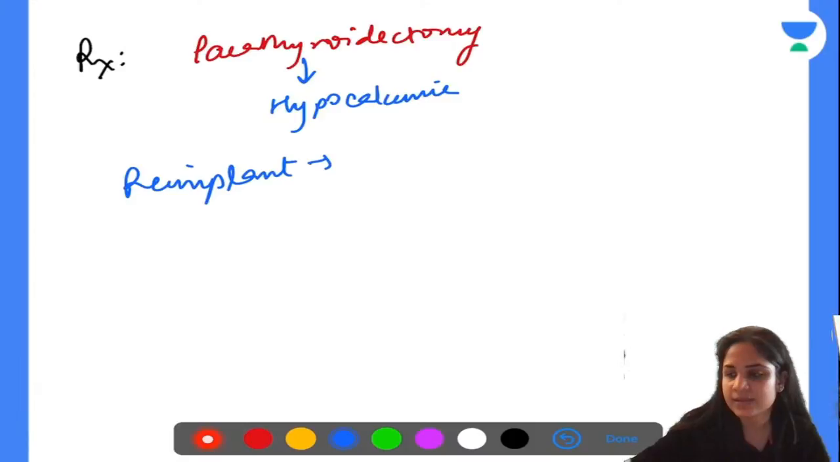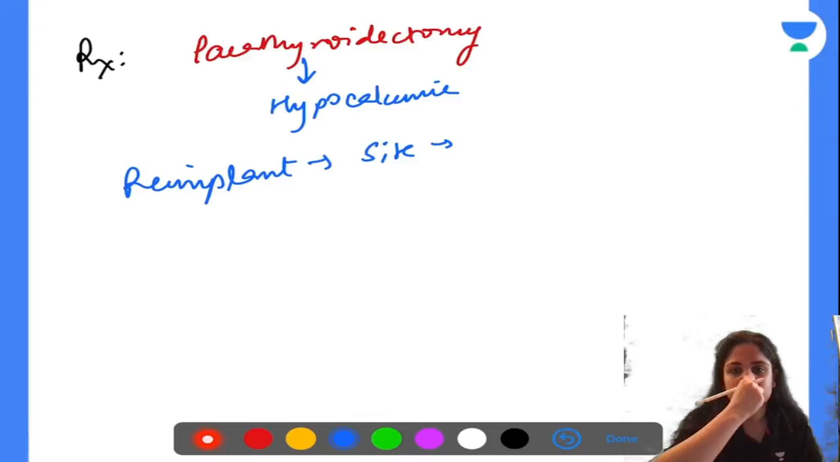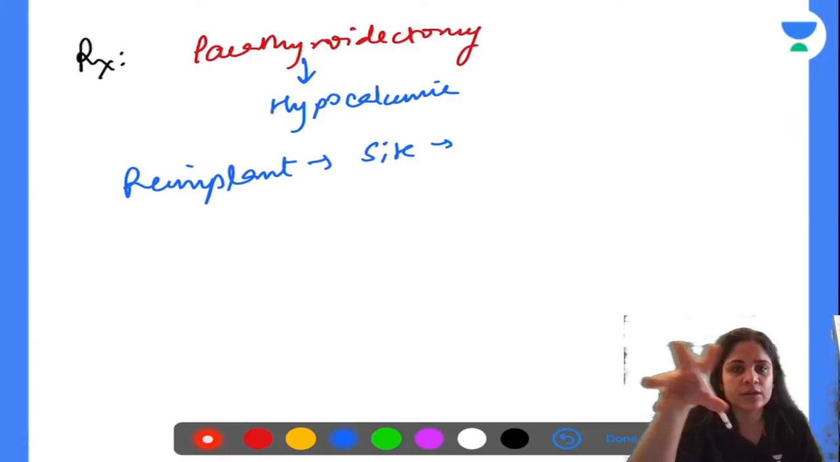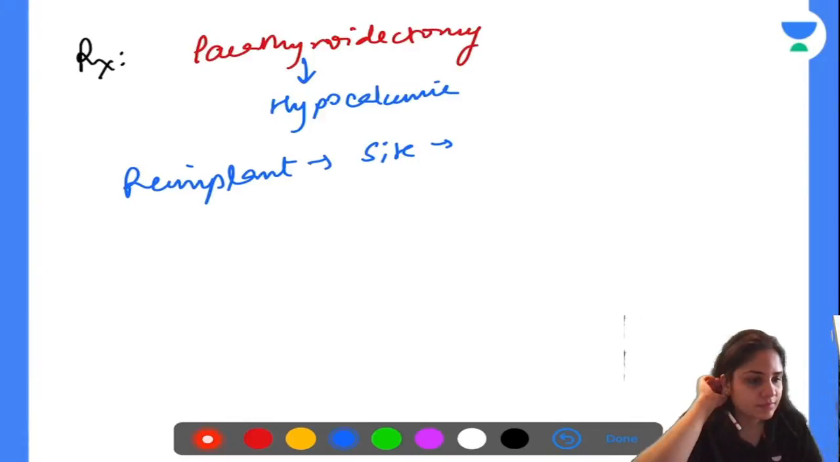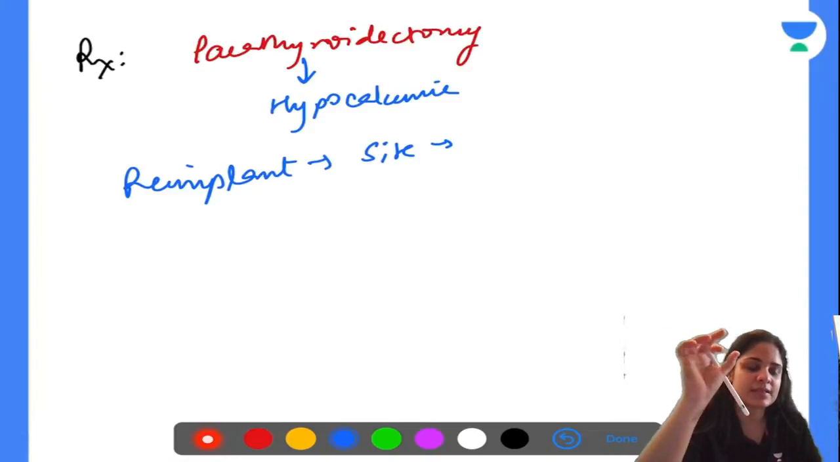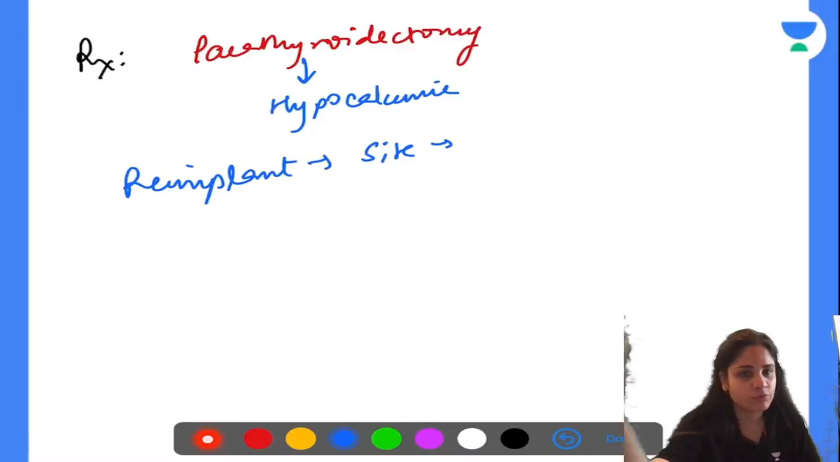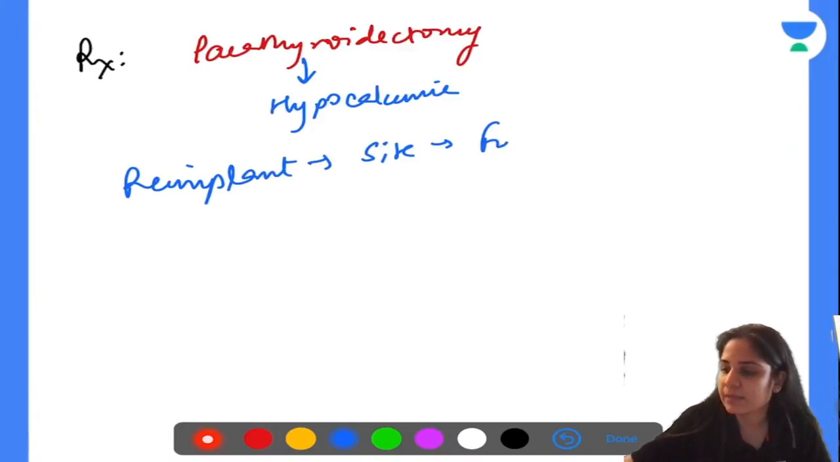So, what is the site of re-implantation? And how much of the gland will I re-implant? Will I implant the entire gland, all four glands, or will I implant 3 glands, 2 glands, 1 gland, when? You are correct, but in which muscle may you re-implant? In the forearm you re-implant, right. So, you can re-implant in the forearm, and which muscle? In the brachioradialis muscle.